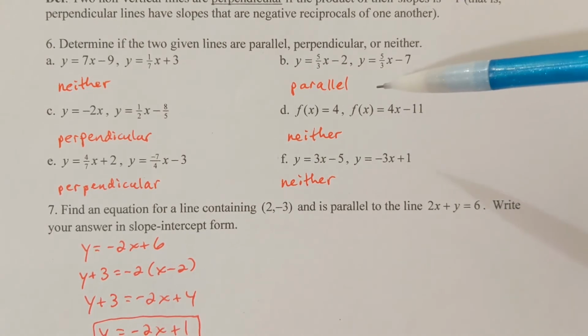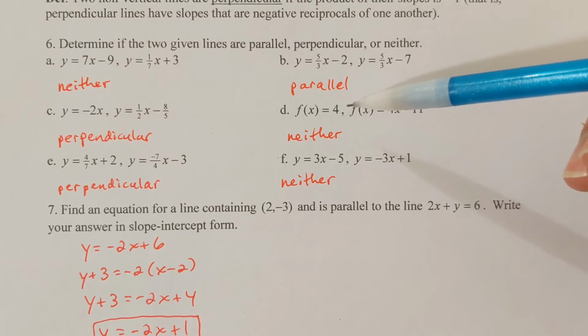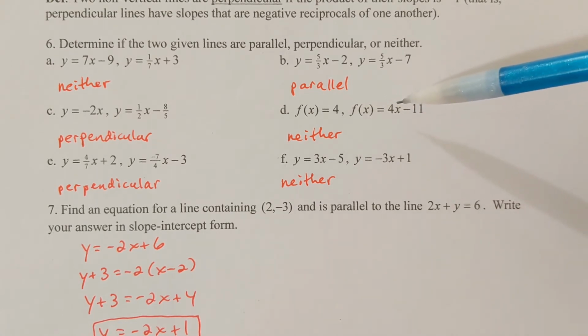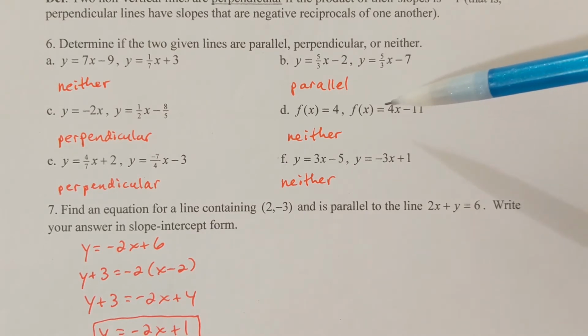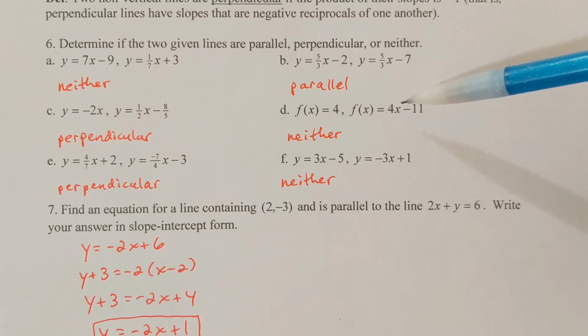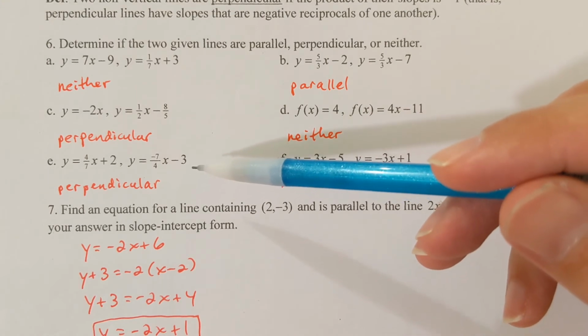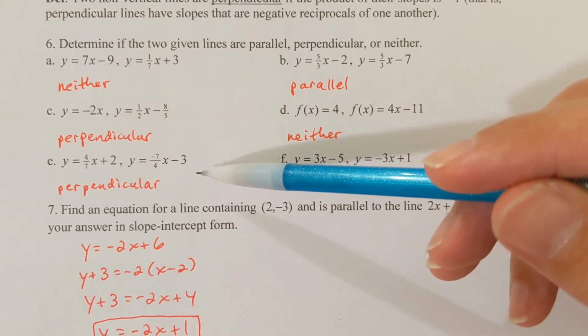Part D, I'm using function notation. f(x) and y mean the same thing. So I've got y equals 4, and y equals 4x minus 11. y equals 4 has a slope of 0, and the other has a slope of 4. And that's neither. Okay, so part E, y is equal to 4/7 x plus 2, and y equals negative 4/7 x minus 3.